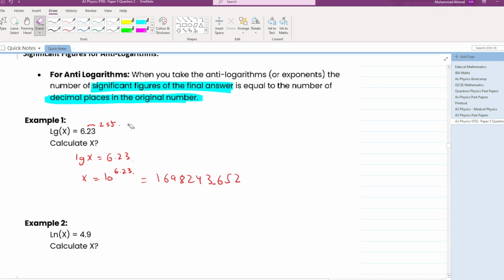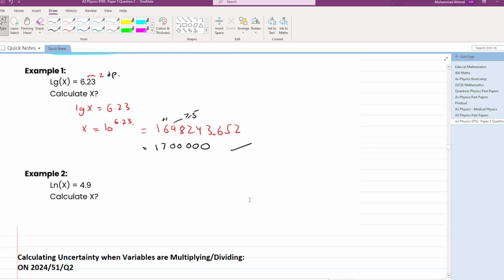Now, your original value had two decimal places. So your final answer will have what? Two significant figures. Let's reduce this to two significant figures. This will become 1 and 7. Why? Because the third significant figure is greater than or equal to 5. This will become 1, 7, 0, 0, 0, 0, 0. This is your final answer. I hope I'm correct. Two zeros. Yeah, five zeros. Perfect. Let's try it out with example number 2.